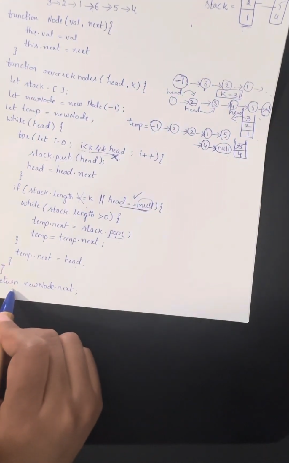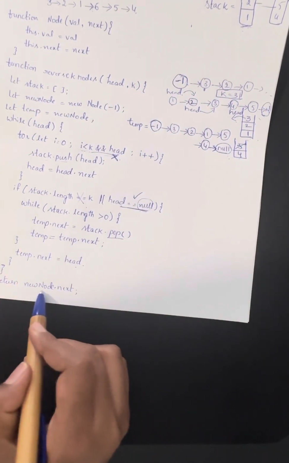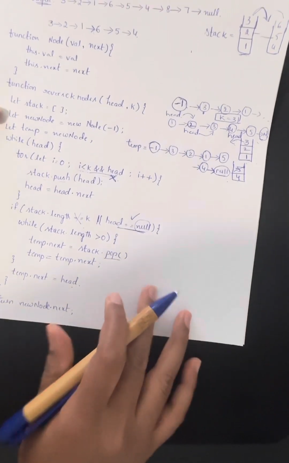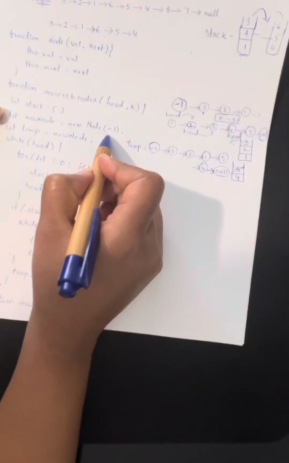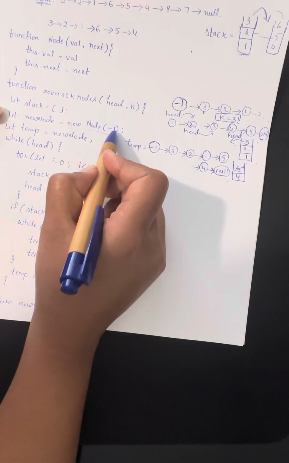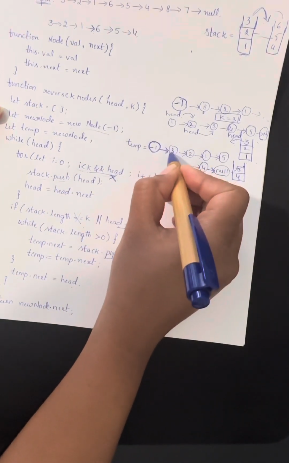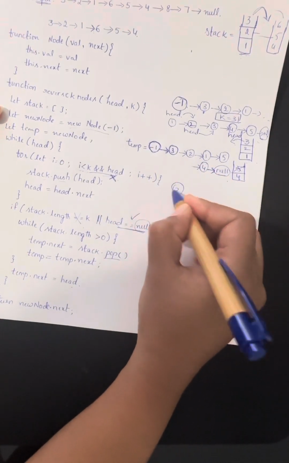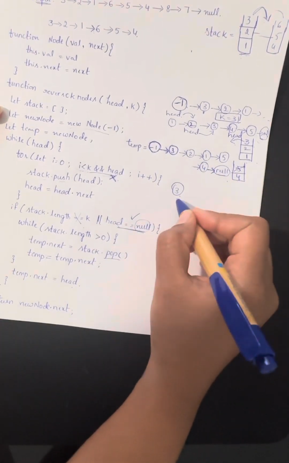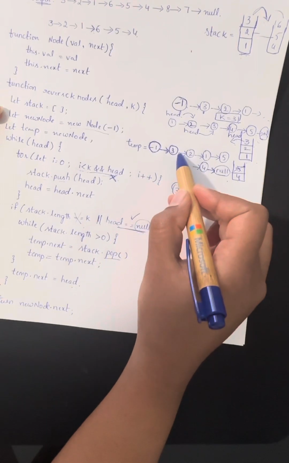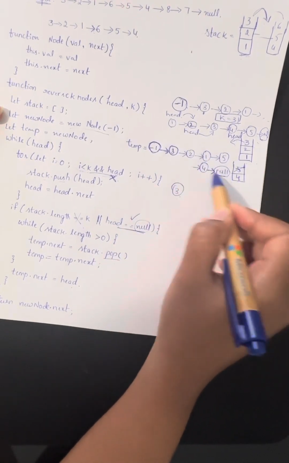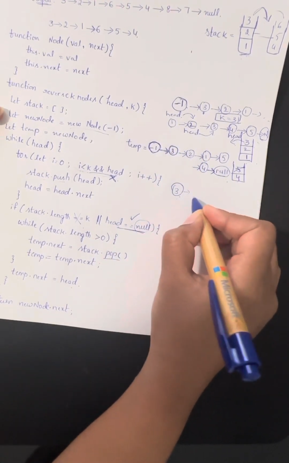Now we need to return new node dot next. In the new node what we have is node -1. So this node's next is 3. So 3 is returned as head, and it contains all these values in its next.